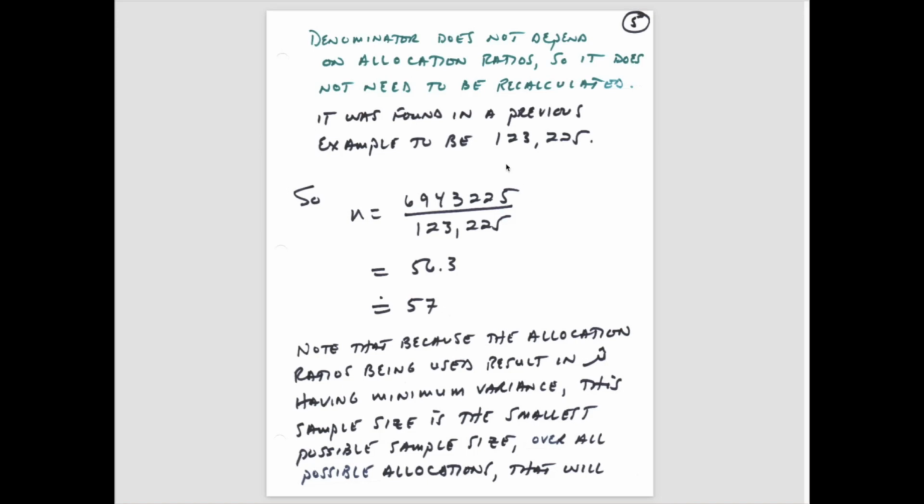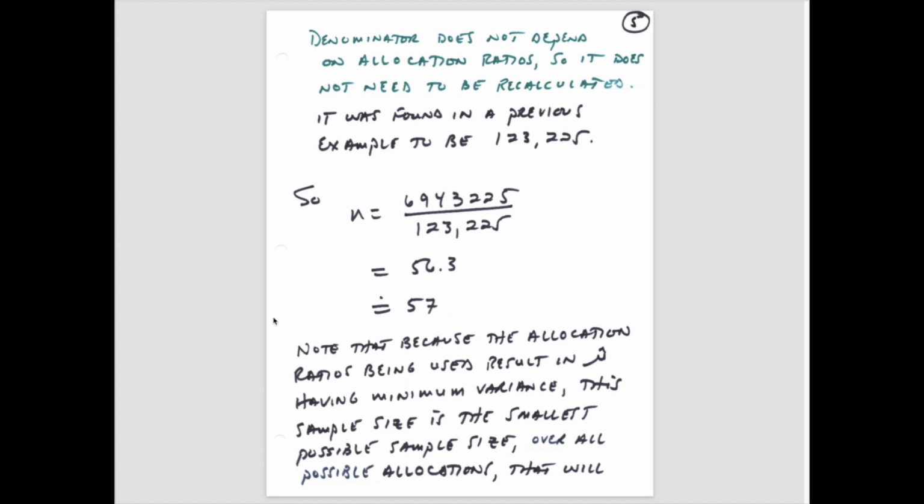Okay, now you can see here that in that previous example, when you do that work, it turns out to be, this is again the denominator of the sample size formula, it turns out to be 123,225. And so when we use these optimal allocation ratios in this formula, we get an overall sample size of 56.3. And again, we need to have an integer, and so we would go up to the next larger integer, 57.